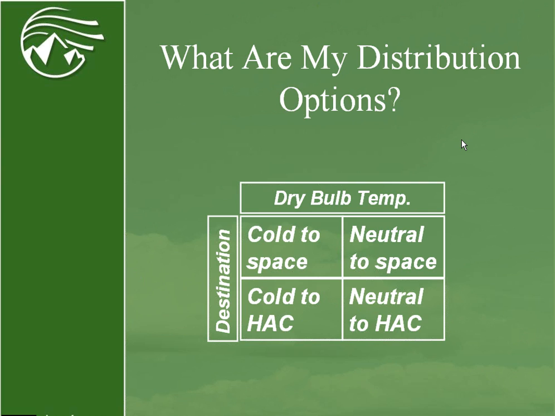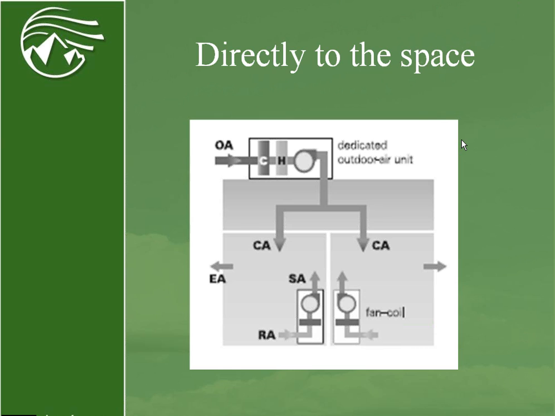And there's a couple different ways. You've got a destination. You can take fully tempered outside air directly into your space, or you can take untempered air, if you're using free cooling, directly into the space. Or we can take that tempered air or untempered air to a terminal unit or a heating and cooling unit, an air handler or a terminal, and then distribute that to the space.